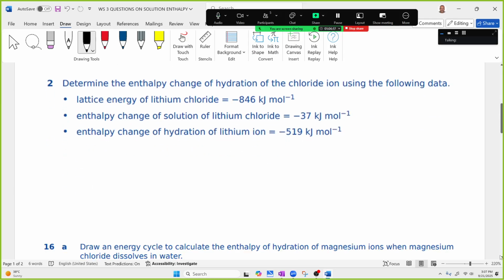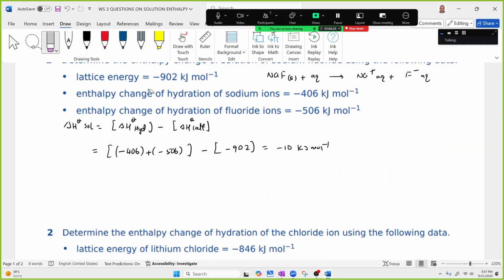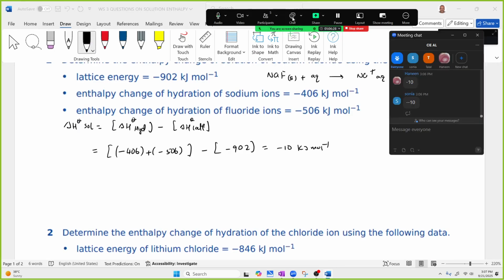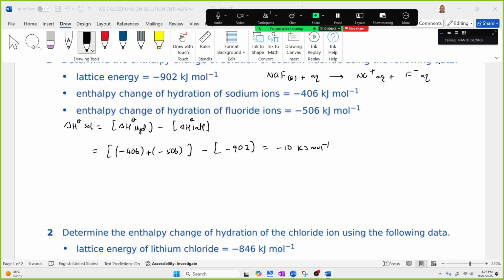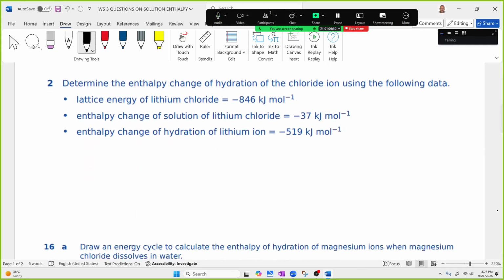Okay. Next question. So is -10 confirmed as the answer? Only two people got it? Can anybody else also confirm? Okay, so the second question, if you have the answer. But this time the question says find the enthalpy change of hydration of chloride ion.